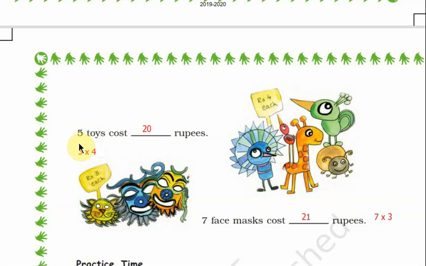Otherwise, you have to find the cost of 5 toys. So 5 times, how many toys are there? 5. So 5 times, what is the cost of 1 toy? 4 rupees. So 5 times 4, otherwise 5 into 4. What is 5 into 4? 5 into 4 is 20. So 5 toys cost 20 rupees. If you want to purchase 5 toys, how much do you have to pay? You have to pay 20 rupees.